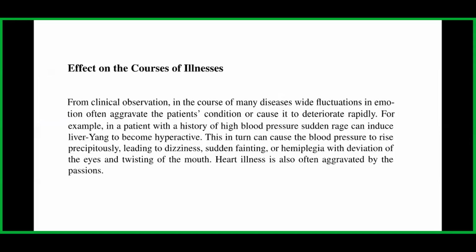From clinical observation, in the course of many diseases, wide fluctuations in emotion often aggravate the patient's condition or cause it to deteriorate rapidly. For example, in a patient with a history of high blood pressure, sudden rage can induce liver yang to become hyperactive. This in turn can cause the blood pressure to rise precipitously, leading to dizziness, sudden fainting, or hemiplegia with deviation of the eyes and twisting of the mouth. Heart illness is also often aggravated by the passions.